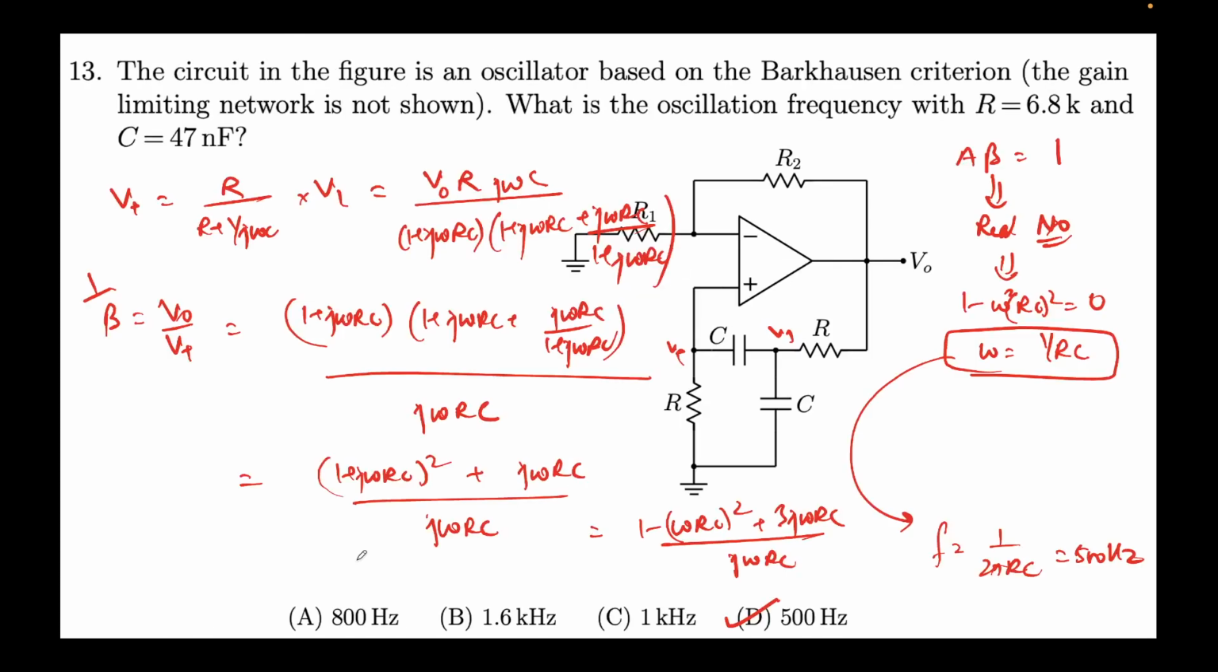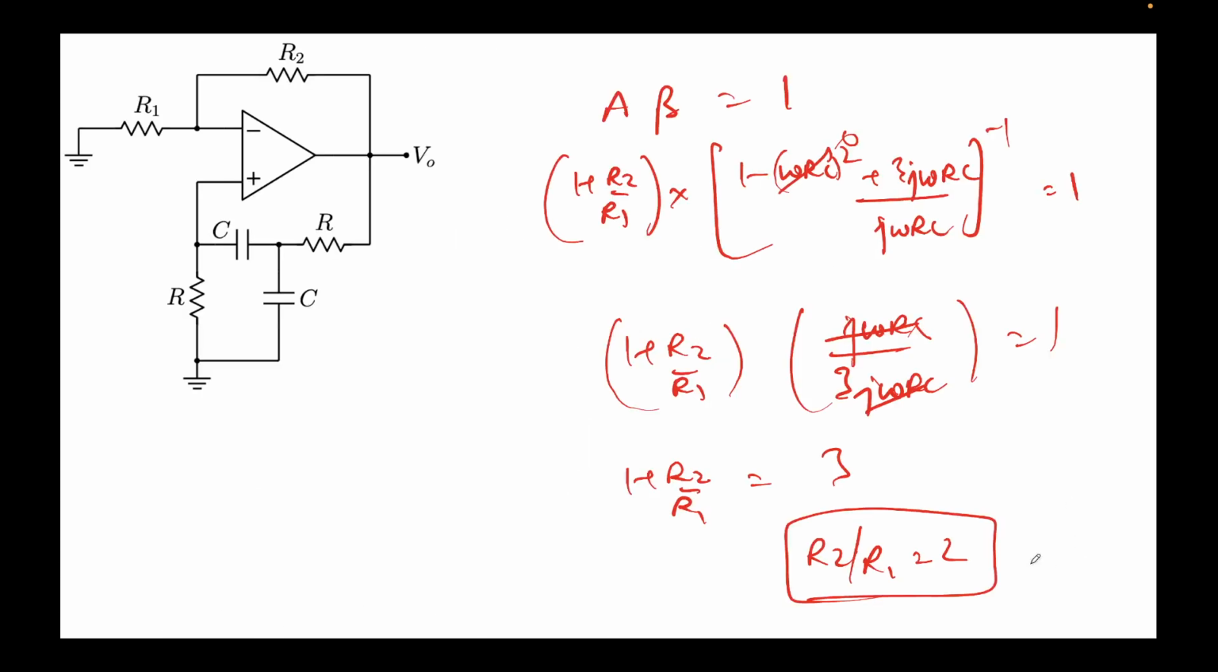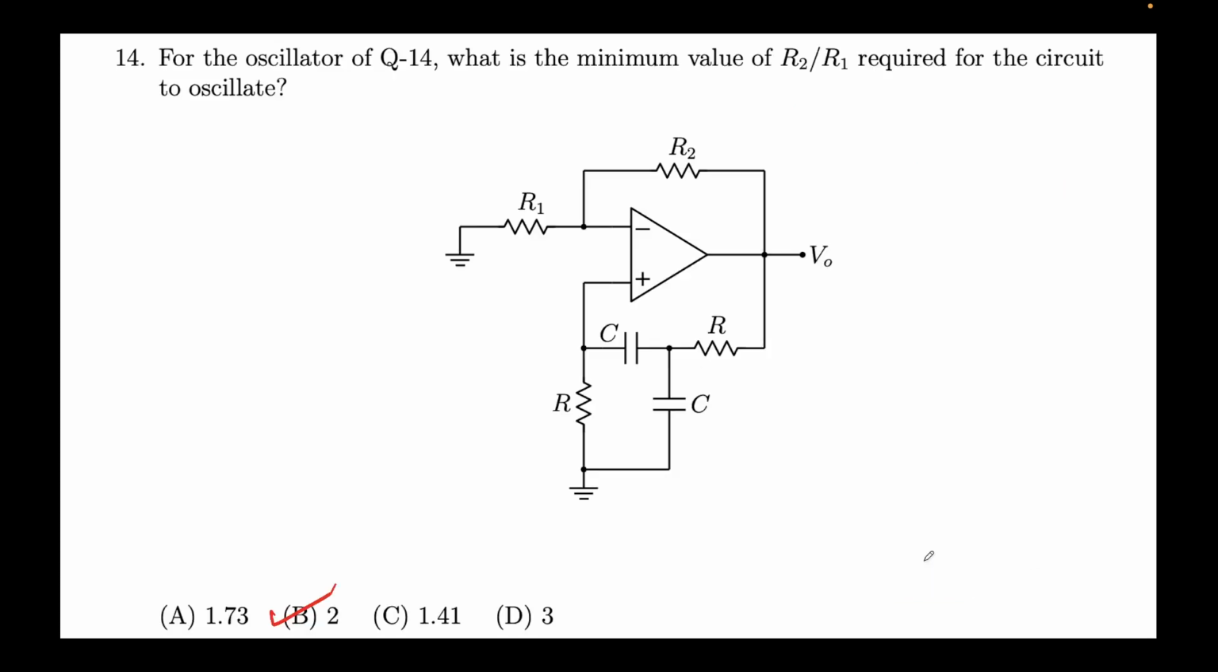Sorry about that confusion over there about the expression for beta. So beta is V naught upon V plus, upon V naught. That's what we did here. So we solved it, found the frequency, found the value of the ratio of R1 and R2, which turns out to be 2.